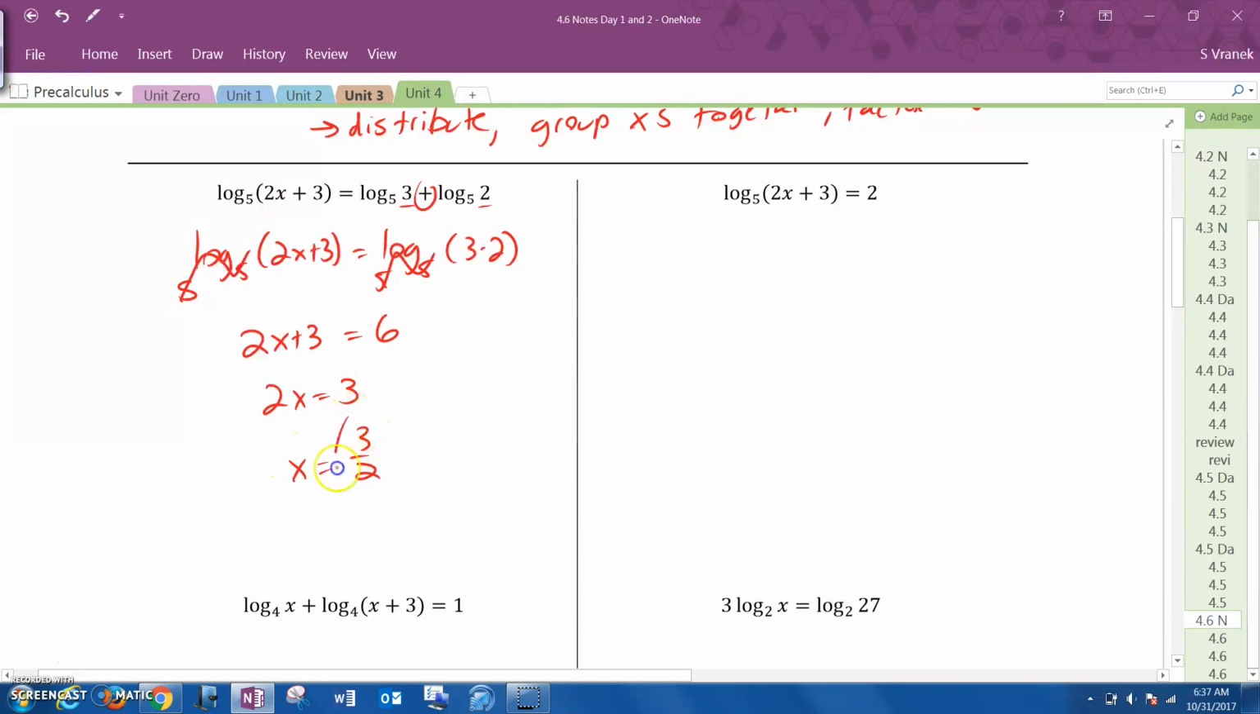Now we have to plug this back into this, and this needs to be greater than 0 always. If I put 3 halves in there, it will be positive, so that works. So that is our answer.